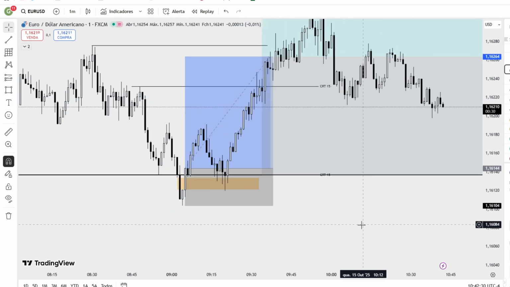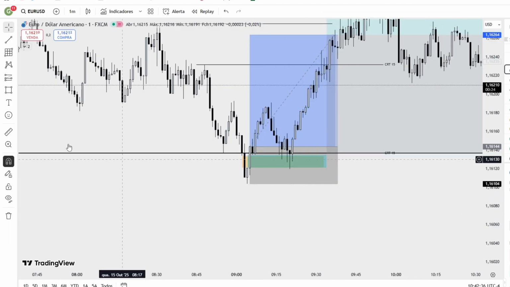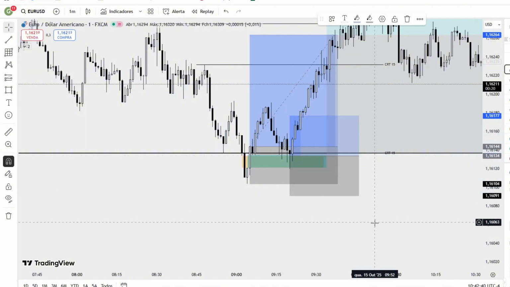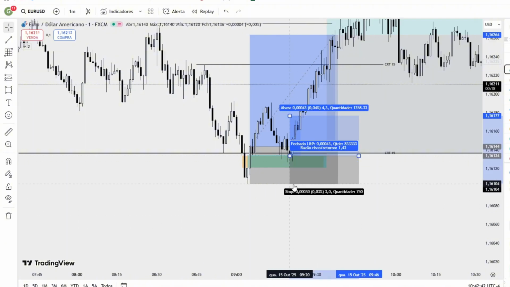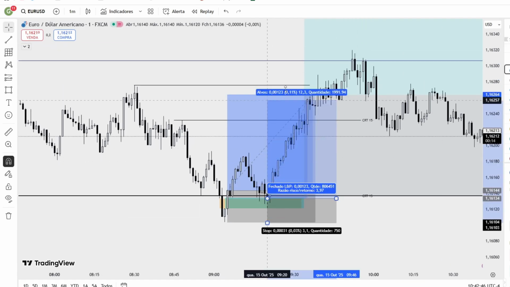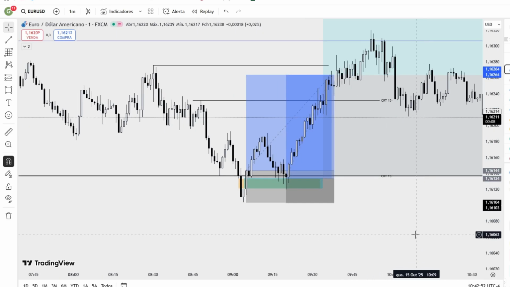Okay, so this is our entry, and you can also enter here at the retest of the fair value gap, and you get a trade probably like this. It would be a high risk to reward trade. You got a 4R trade at the retest. So it's up to you what kind of entry you're going to do.